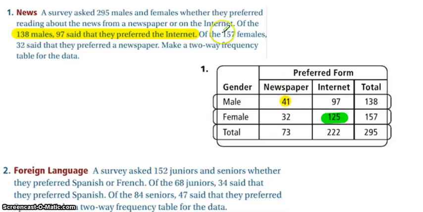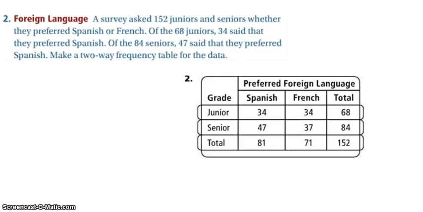And then of the 157 females, see that as my total, 32 said they preferred the newspaper, so that's right here, and we find the difference between those, find the internet. Notice again that here my 73 and my 222 are the totals of newspaper and internet. They add up to 295, and so do the totals of the male and the female. Number 2, I haven't really highlighted anything for you, but your table should look something very similar to this.